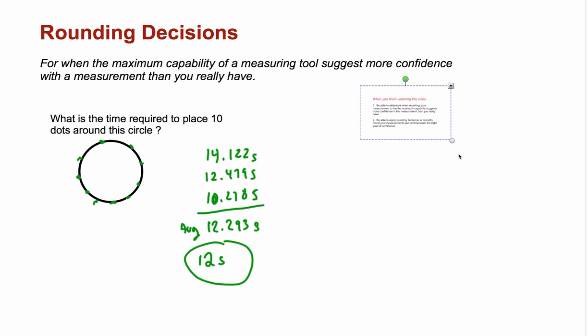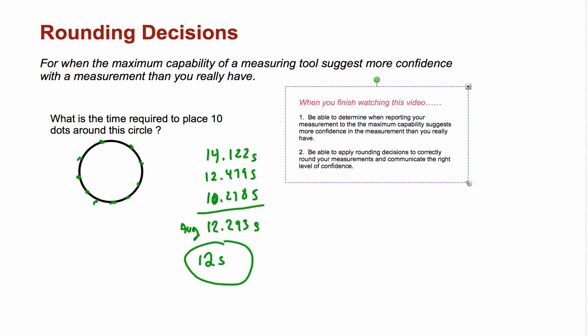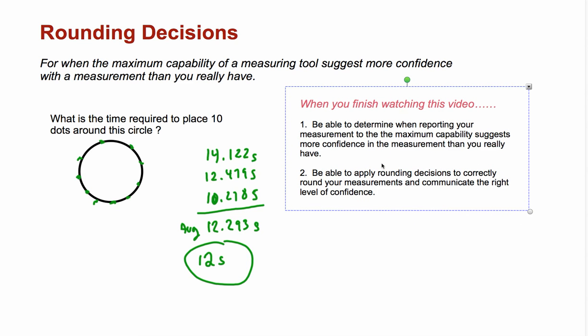Now let's go back to the objectives for this video. We wanted to make sure that when you were finished watching this video, one, you would be able to determine when reporting your measurements the maximum capability suggests more confidence in the measurement than you really have, and two, you should be able to apply rounding decisions to correctly round your measurements and communicate the right level of confidence. We want to see if in fact you can do those, and so we have some questions for you.